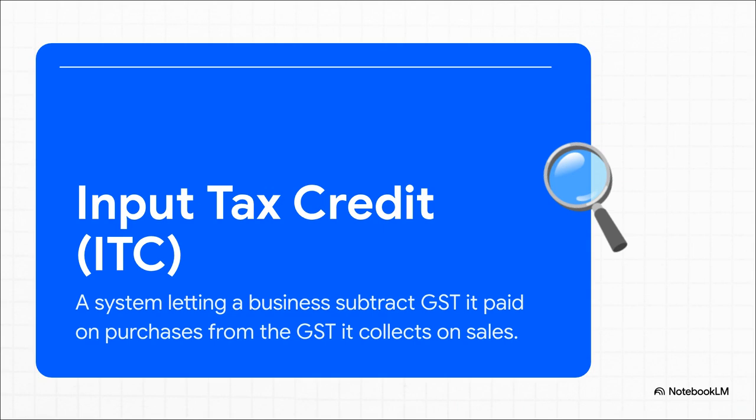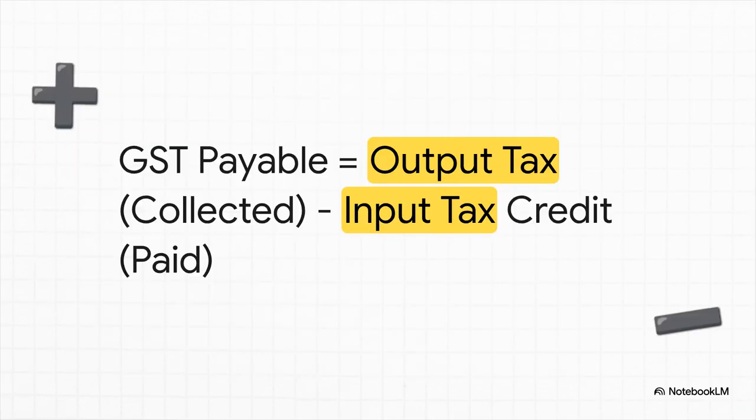Think of it like a tax refund system just for businesses. So when a business buys something, they pay GST on it, right? But when they sell something, they collect GST. ITC lets them subtract the tax they already paid from the tax they've collected. So the formula is really simple. The GST a business has to pay to the government is just the tax they collected minus the tax they already paid. That's it. It's that simple subtraction that prevents the whole tax-on-tax problem and stops prices from spiraling out of control.